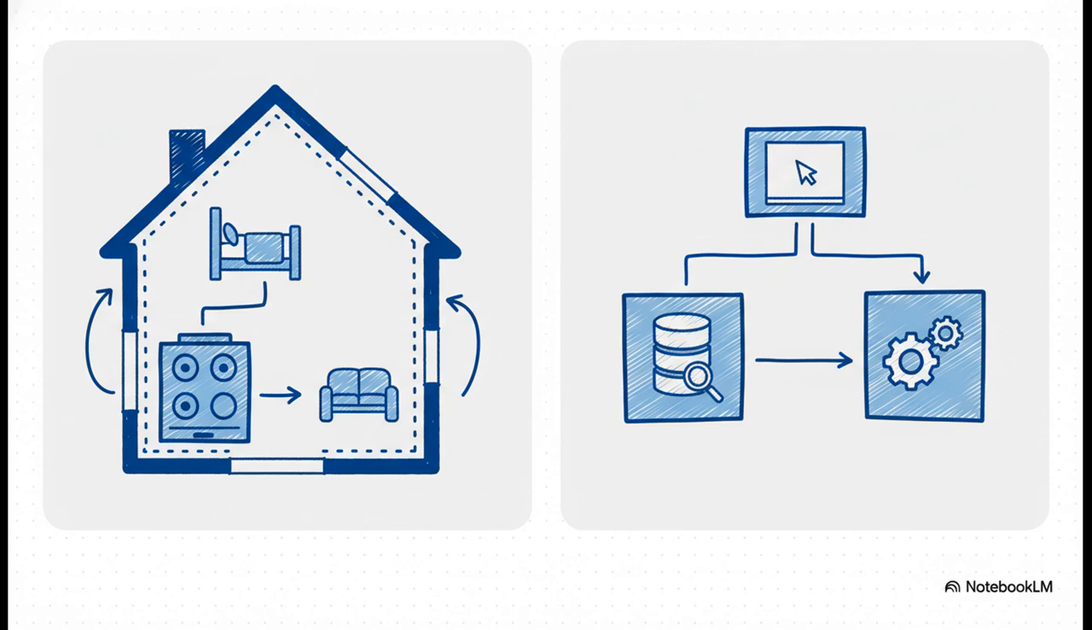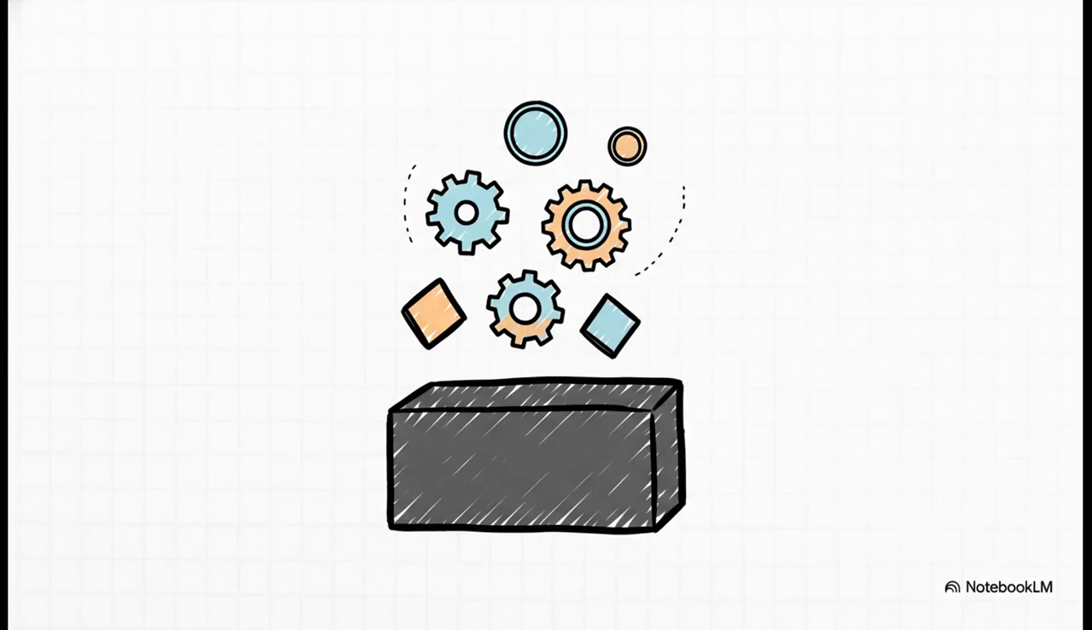And in software, it's the same thing. You first decide on the major functional blocks, the part the user sees, the part that stores all the data, and the part that contains all the core rules and operations. So it's about seeing the big picture first.